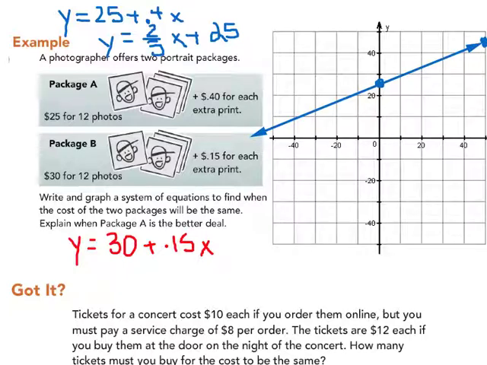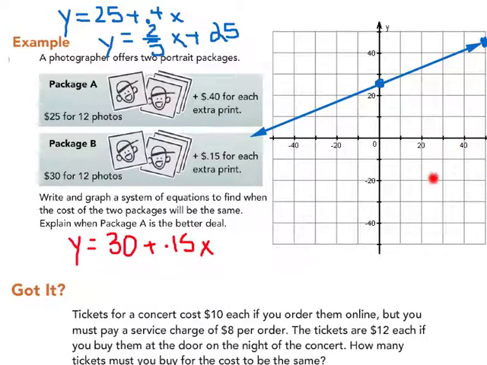For the second equation, y equals 30 plus 0.15x, that's a little bit different because that slope of 0.15 is 15/100ths, which simplifies to 3/20ths, and I don't have enough room on here, it doesn't look like, to count by squares. So what I'm going to do is figure out how much 40 prints would cost, 40 additional prints I should say.